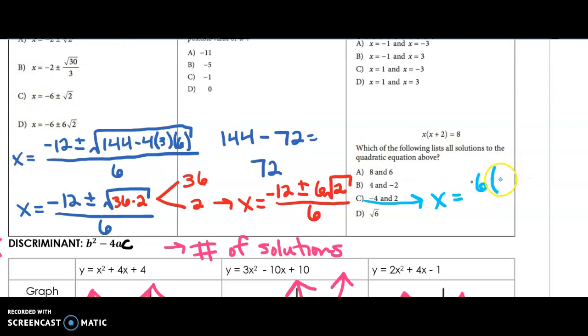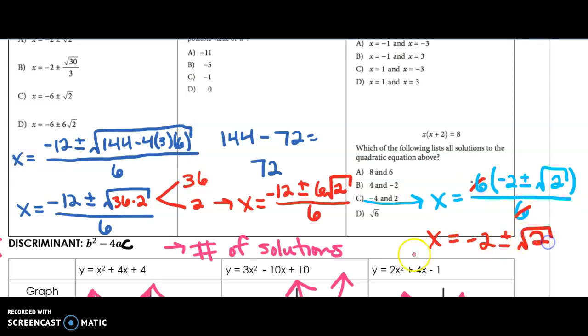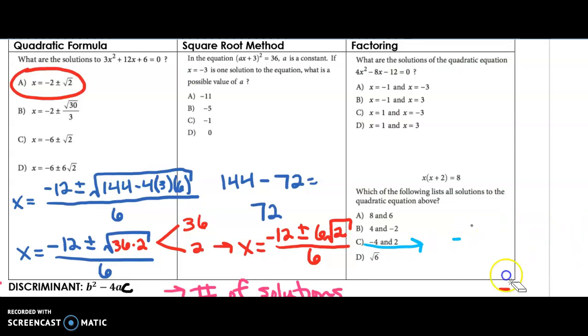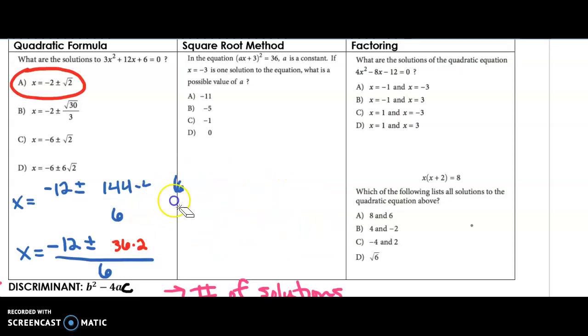So 6 times negative 2 plus or minus the square root of 2, all over 6. We see that our 6's cancel out, and we are left with x equals negative 2 plus or minus the square root of 2, which looks like that is option A. I'm going to go ahead and erase my work so I can do the other problems, and then we can get started with the second one.